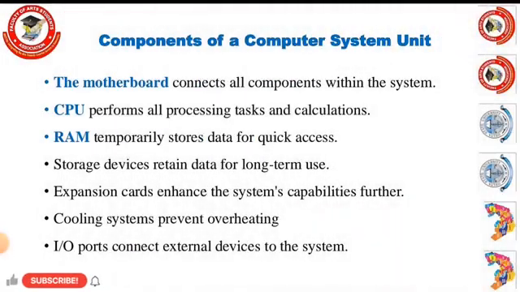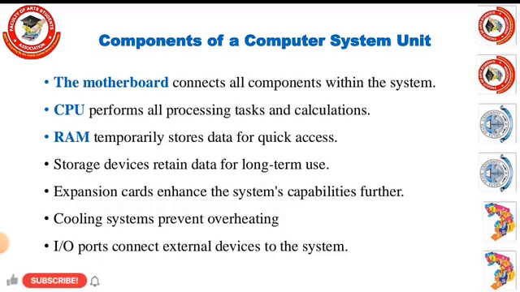That is what the system unit does. As you talk about the system unit, it has various components. The first thing to note is what we call the motherboard. That will actually connect all the components of the computer, the motherboard. If you have a system and the motherboard is faulty, that system is as good as useless. Then we have the CPU, the central processing unit. It performs all the processing tasks and calculations of the system.